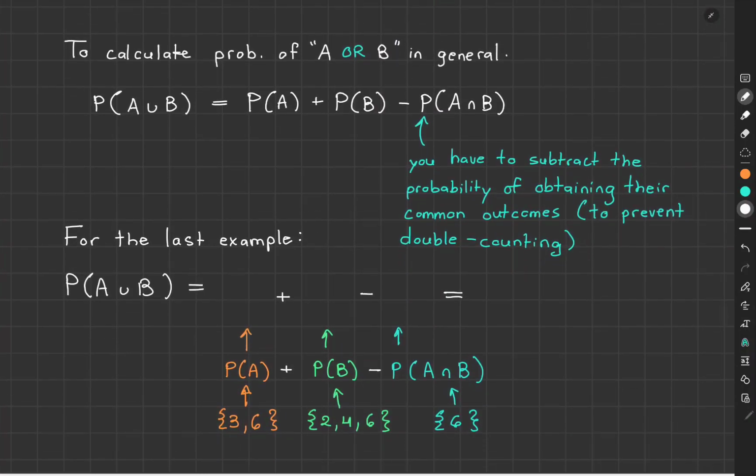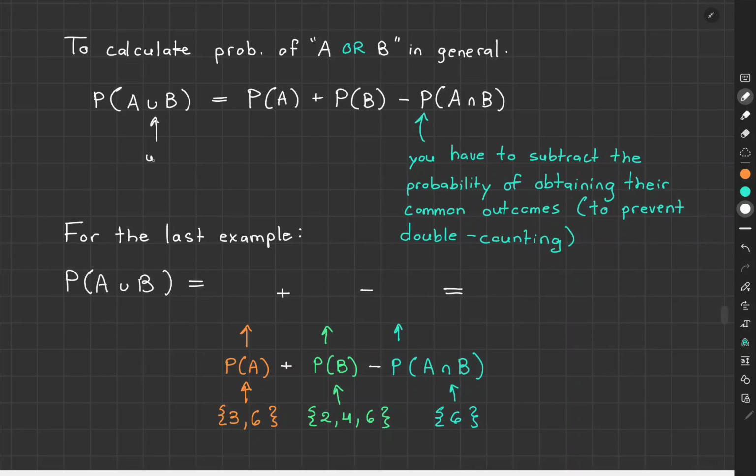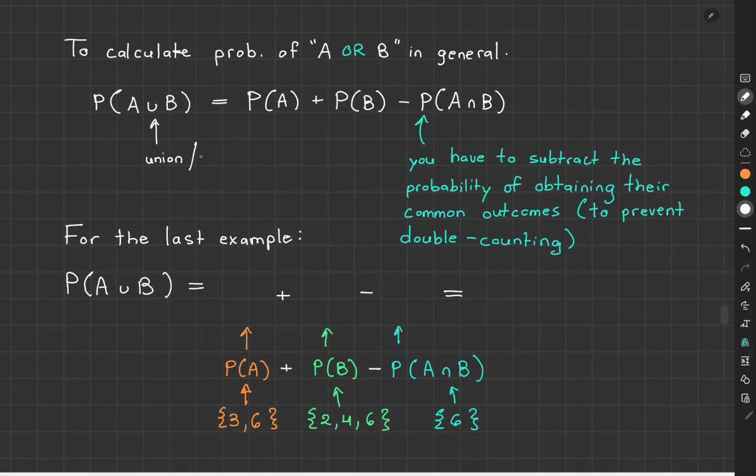All right, but this follows, so we did this kind of looking at the event space and sample space, but it follows actually a general formula. So the probability of A or B, so this symbol, which looks like a U, it's also known as union. So the other one was known as intersection or and. This is union, which we read as or. So this is equal to the probability of A plus the probability of B minus the probability of A and B. So what we're doing here is we're subtracting the probability of obtaining their common outcomes to prevent double counting, just like we saw before, right?